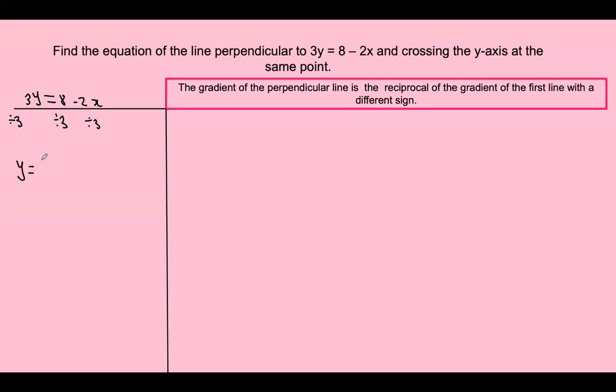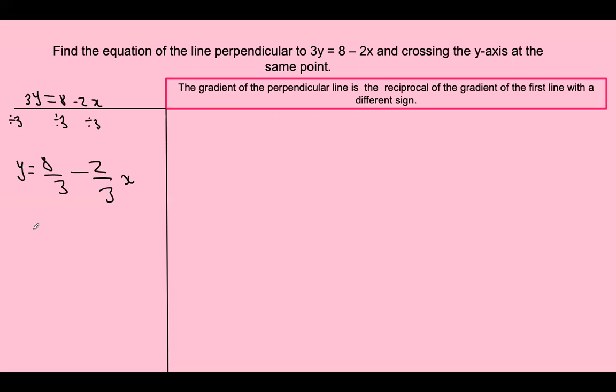Y equals 8 over 3 minus 2 over 3 x. Now here you have to be careful, because it is a common mistake when you think, oh, gradient is 1/3. The gradient is the number, including the sign, that is next to x, or multiplies the x, or is attached to the x, right?